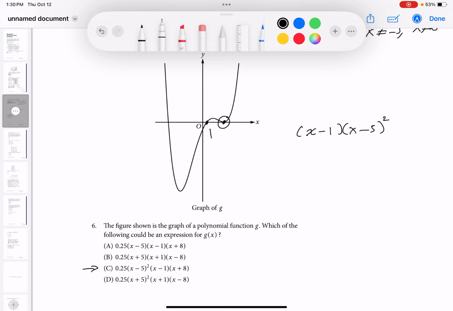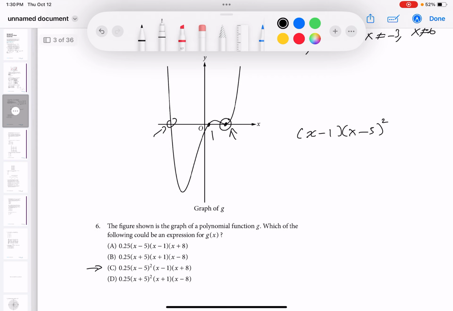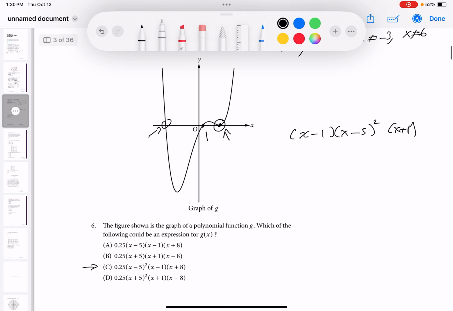And the other one I look at is this over here. Now, again, if this is minus 5, that's certainly much greater. So that would be x plus 8 then. All right? And I do see that. That's letter C.